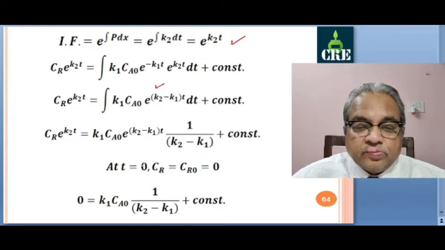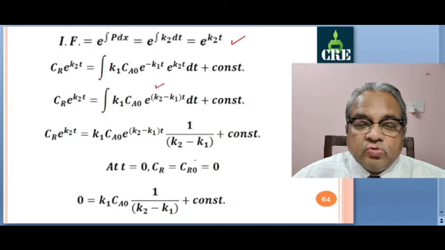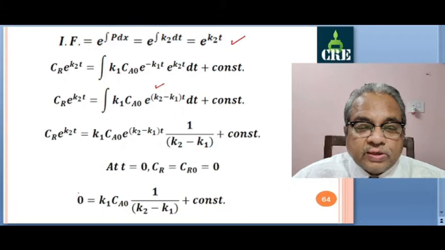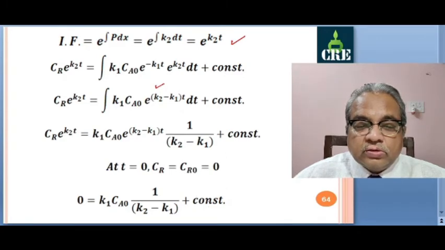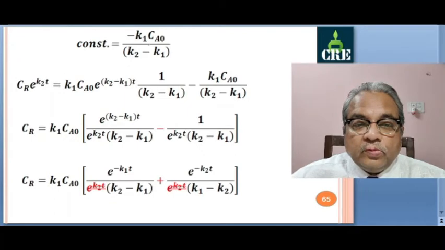Plus constant. We know at time t is equal to 0, no CR is there, that is CR is equal to CR0 is equal to 0. So CR is 0. So this left hand side becomes 0. K1 CA0 at t is equal to 0, e raised to 0, that is 1. So K1 CA0 into 1 by K2 minus K1 plus constant. So the constant is evaluated now, and the value of the constant will be minus K1 CA0 divided by K2 minus K1.